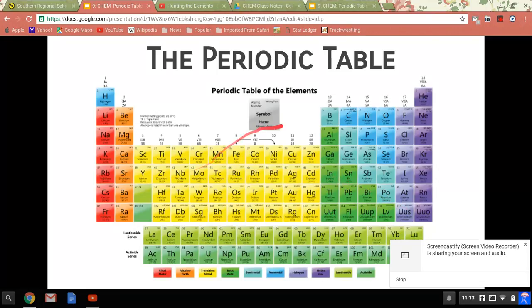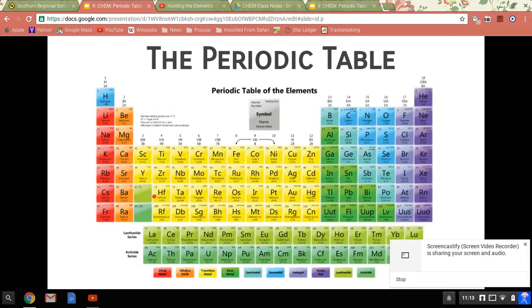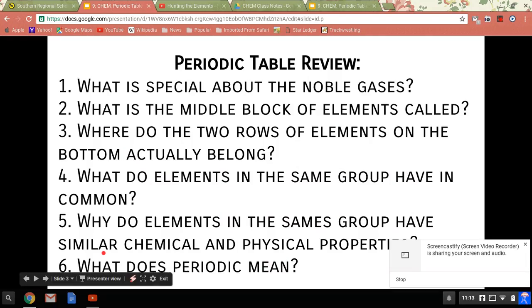After that, what is the middle block of elements called? So this middle block right here, these are your transition metals. Remember, your lanthanides and actinides are also part of that. Those 2 rows that I just pointed out, the lanthanides and actinides, we know they actually fit in right here and right here on the periodic table.